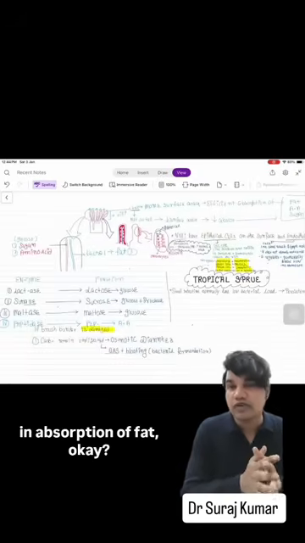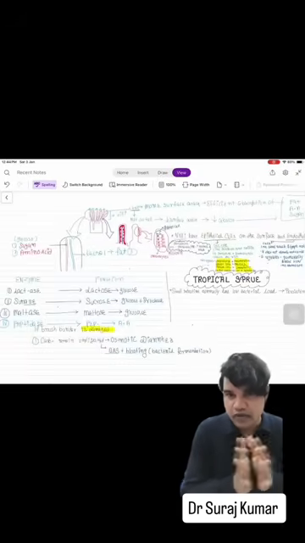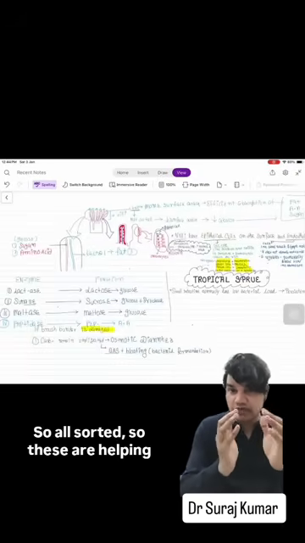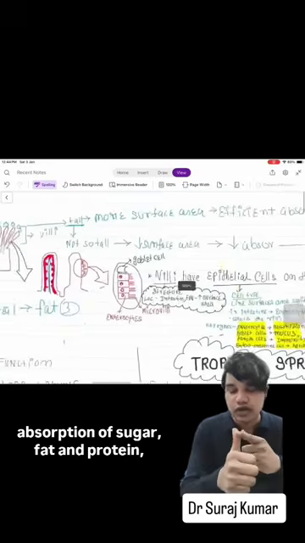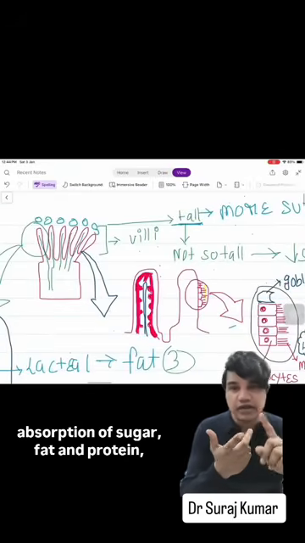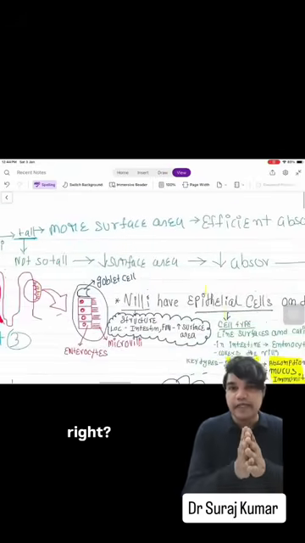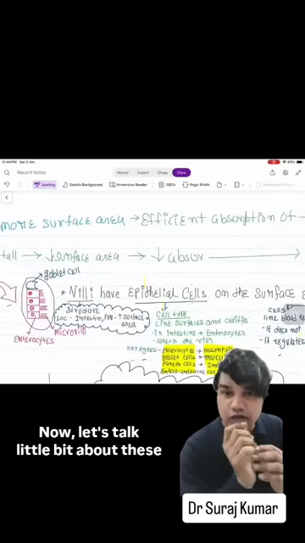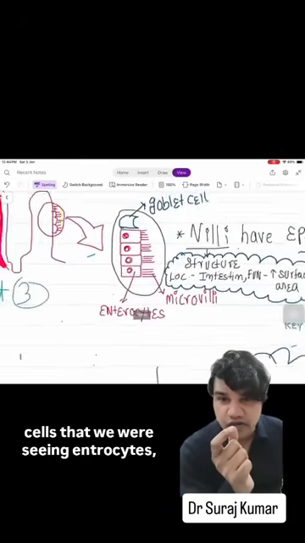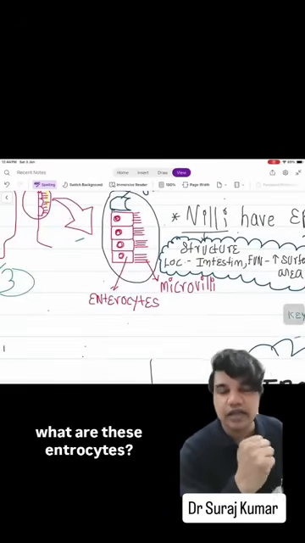Lacteals will help in absorption of fat, okay? So all sorted. So these villi are helping absorption of sugar, fat and protein, right? Now let's talk a little bit about these cells that we were seeing. Enterocytes. What are these enterocytes?